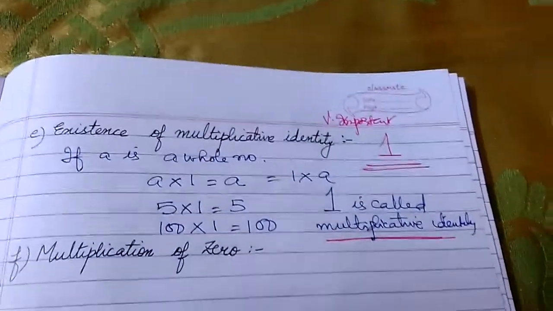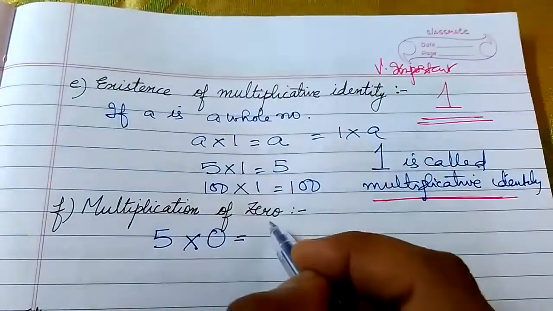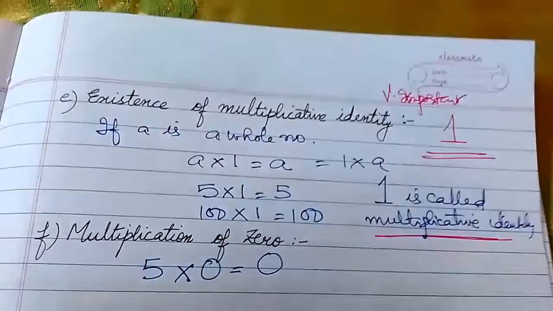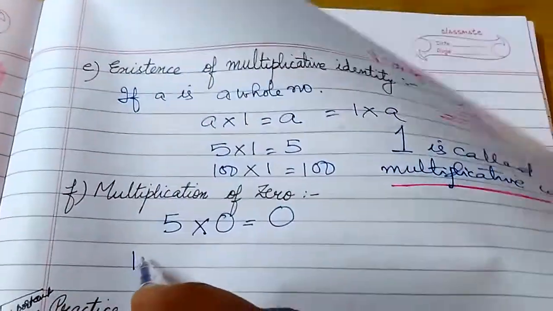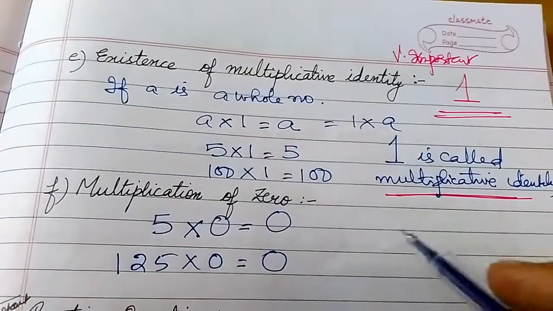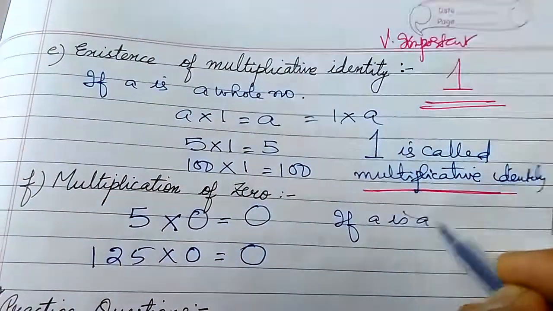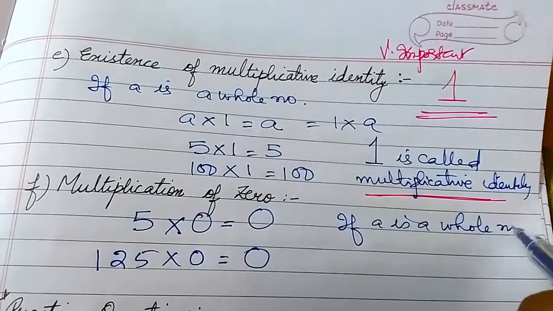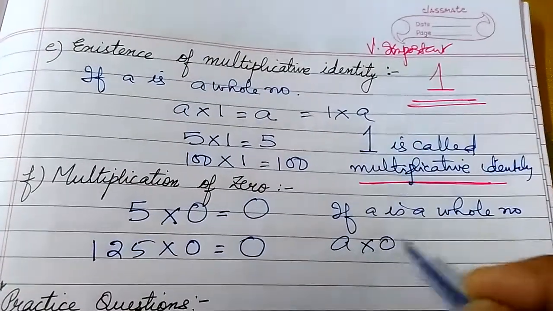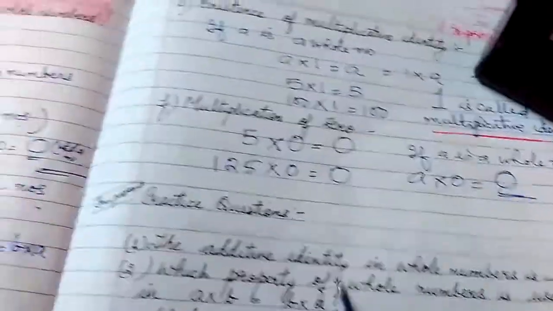Now multiplication by 0. Any number: 5 into 0, what is it? 0. Or 100 or 125 into 0, what is it? 0. So if a is a whole number, then a into 0 equals 0. Okay, I hope you understood this one.